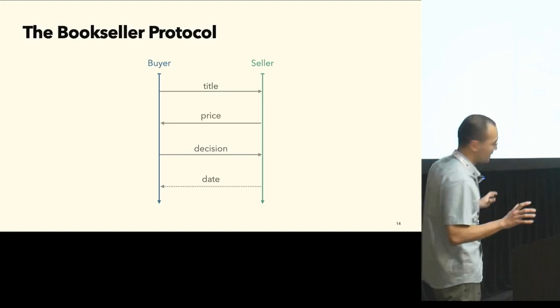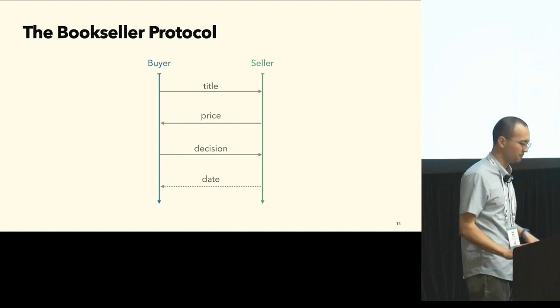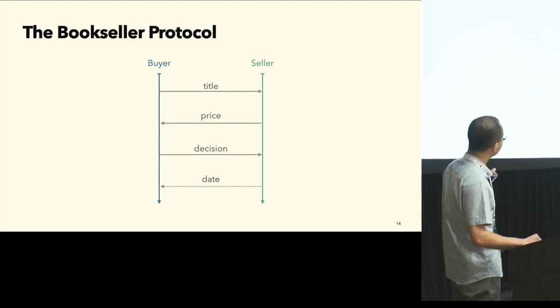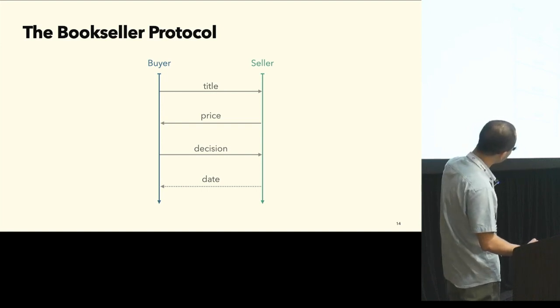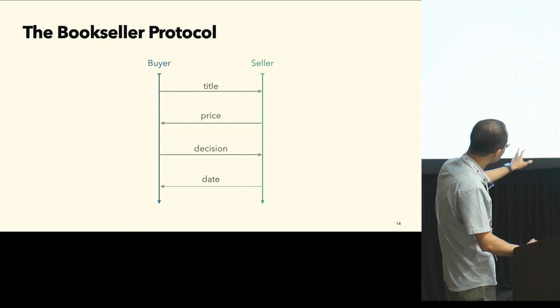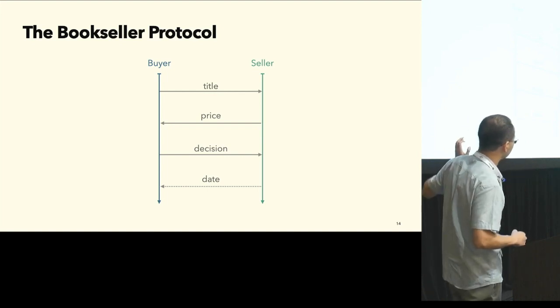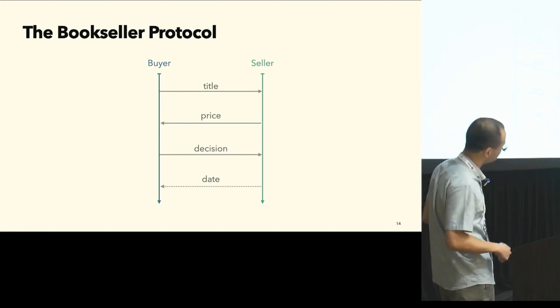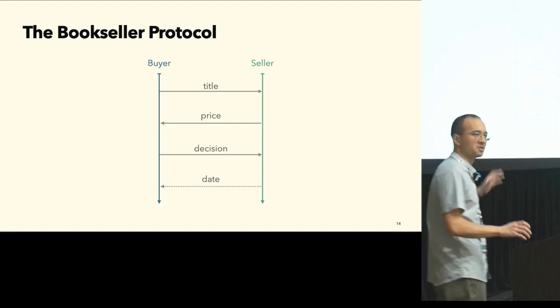Let's consider a standard protocol from the literature, the bookseller protocol. In this protocol, the buyer is trying to buy a book from the seller, and the protocol begins by the buyer sending the title of the book they want to buy to the seller, and the seller replies with its price, and the buyer decides whether or not to buy the book. If it decides to buy the book, then the seller sends back the delivery date of that book. Otherwise, the protocol just ends there.